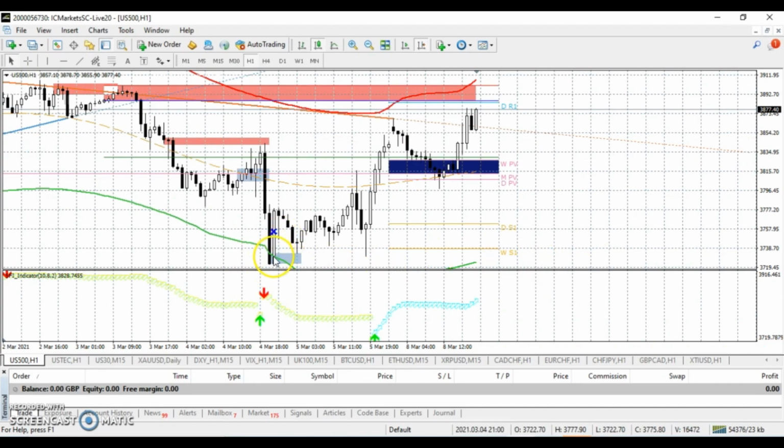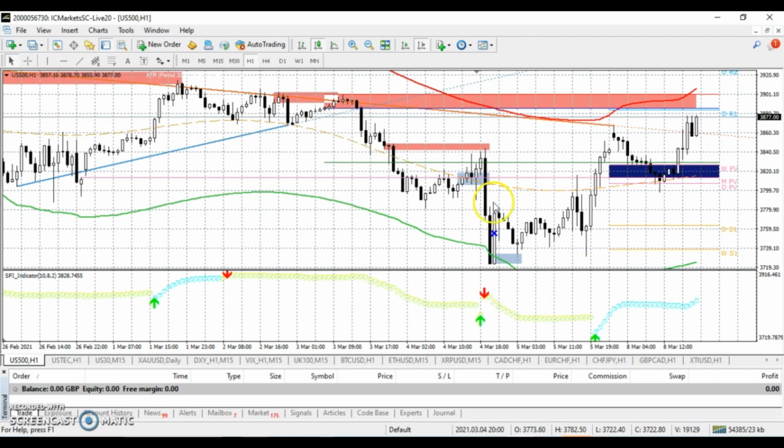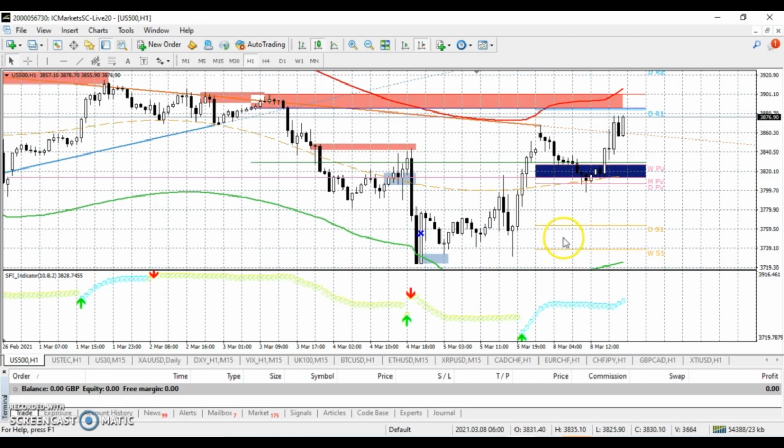For example, here, right there, it's broken out of the band. It's got a cross to tell you to go long, and then this tells you to go long. You enter here and go all the way. So you combine those two together to make a highly accurate prediction of what's going to happen to the market. And that's just your US 500.